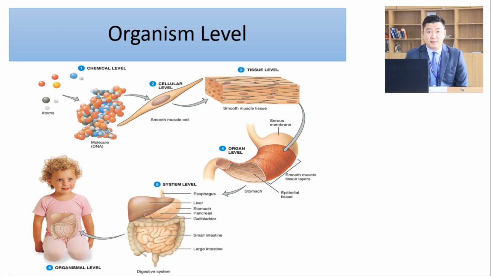Lastly, there is organism level. Overall, the human organism is made up of all the previous levels we just covered. To sum up today's lesson, atoms combine to form molecules. Molecules combine to form cells. Cells make up tissues. Tissues combine together to form organs. Organs make up organ systems. Organ systems combine to form the human body.